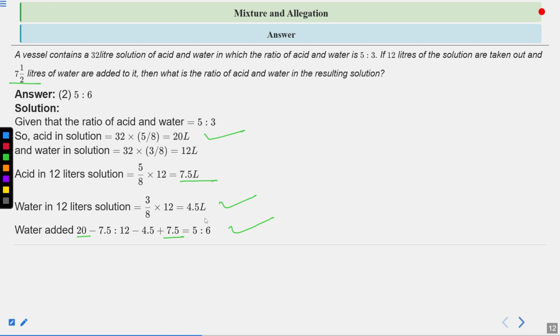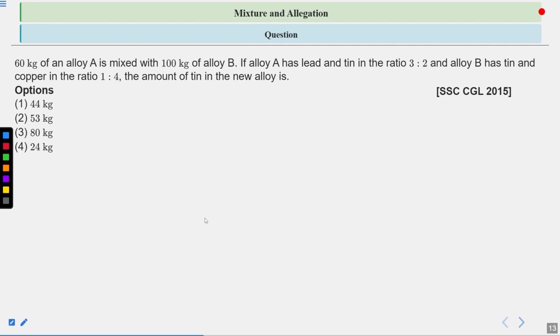Next one. 60 kg of an alloy A is mixed with 100 kg of alloy B. If alloy A has lead and tin in the ratio 3:2 and alloy B has tin and copper in the ratio 1:4, the amount of tin in the new alloy is... This question was asked in the SSC CGL exam in 2015. There are 4 options. First one is 44 kg, second is 53 kg, third one is 80 kg, and fourth one is 24 kg.